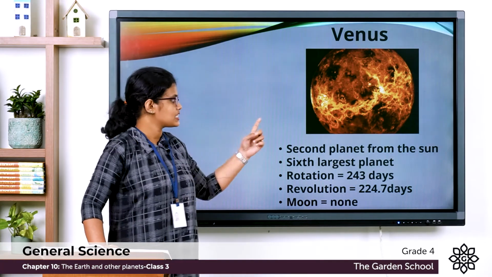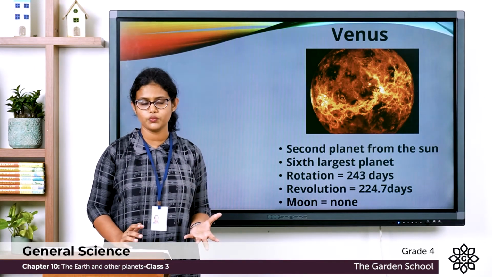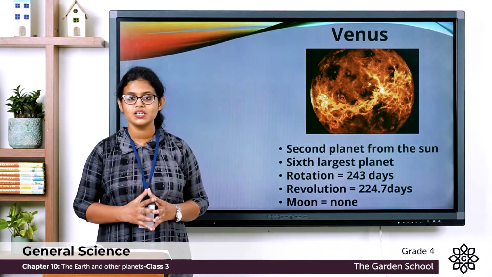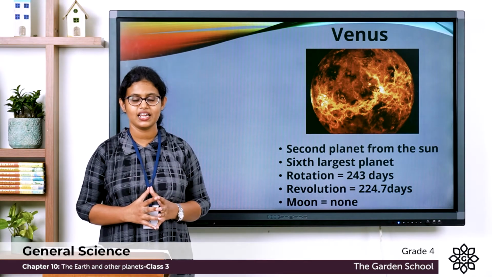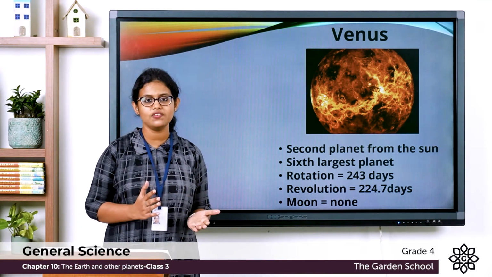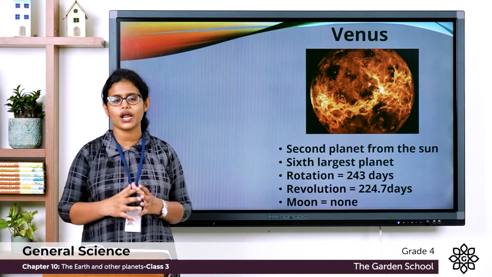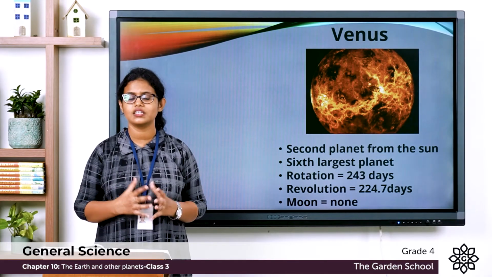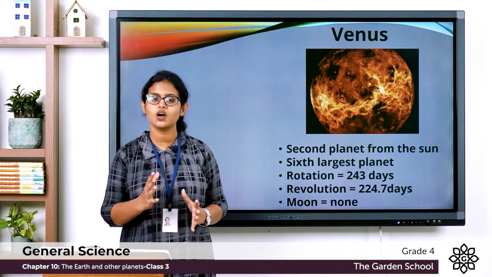It is the second planet from the sun. Venus and Earth look almost the same in size. So we call it Earth's twin. It is also called the evening and morning star because it shines so brightly as it appears soon after sunset and dawn. So that is about the planet Venus.